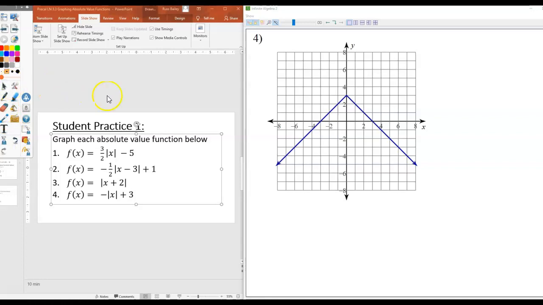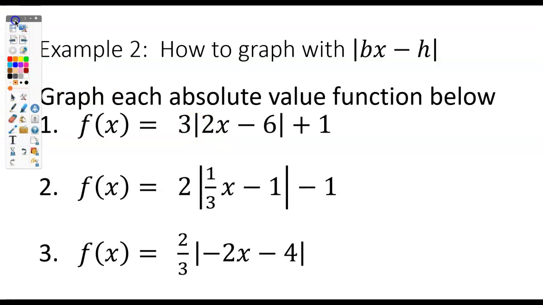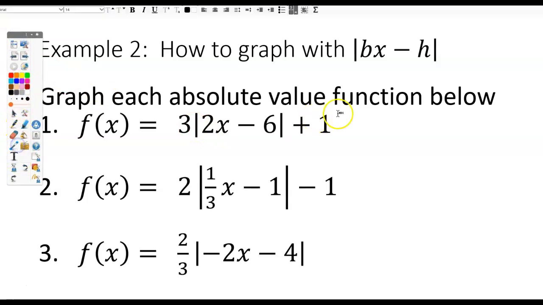Let's move on to another set. So you may notice something a little bit different about these ones. Now there's a number in front of the x as well. We kind of talked about that a little bit last time. So we're going to make a note here so that you will know how to handle those kinds of things. Here we go.